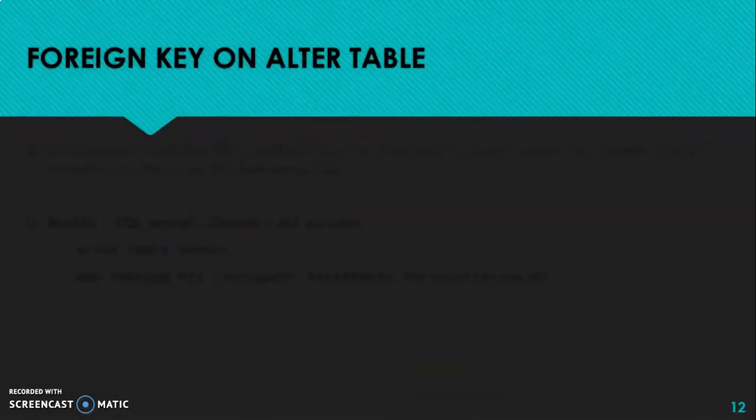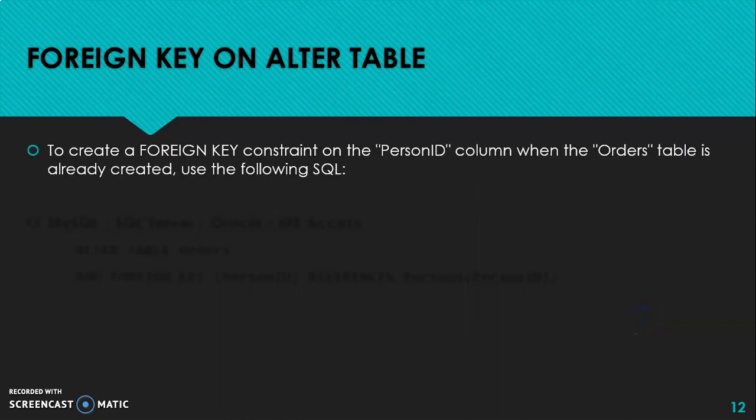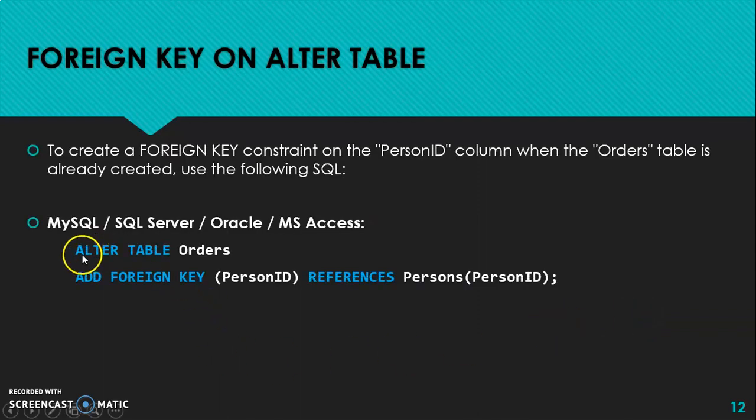Now in case you have not assigned a foreign key while creating a table, you can use alter table. So alter table orders, because you have to assign a foreign key in the orders table. Add foreign key, then the person ID. Now this is in regard to your orders. References persons, person ID. Now this ID belongs to your persons table. So this is how you can add the foreign key to the table later on.